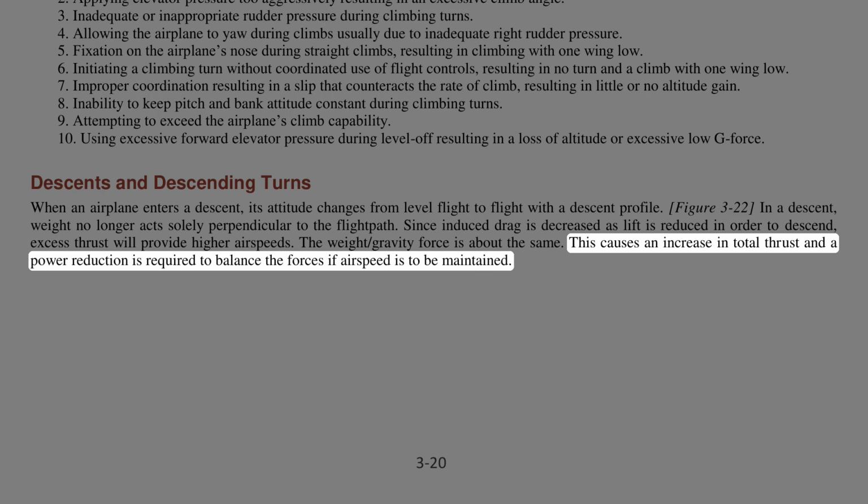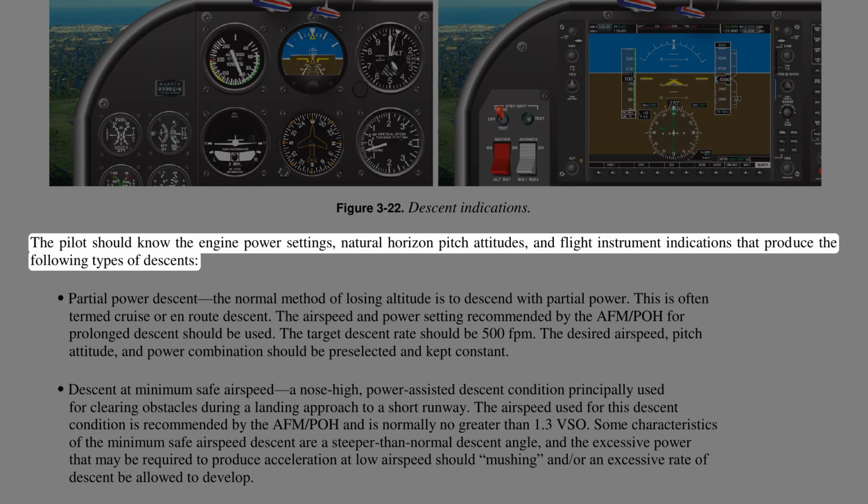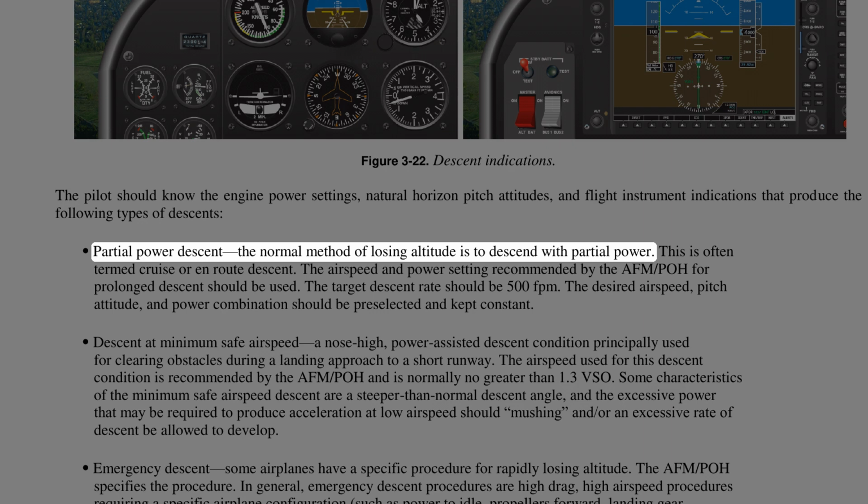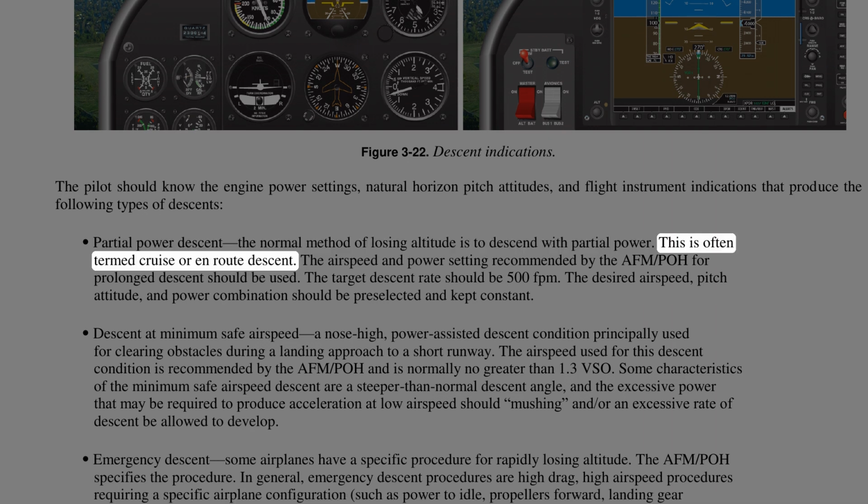to be maintained. The pilot should know the engine power settings, natural horizon pitch attitudes, and flight instrument indications that produce the following types of descents. Partial power descent. The normal method of losing altitude is to descend with partial power. This is often termed cruise or en route descent.